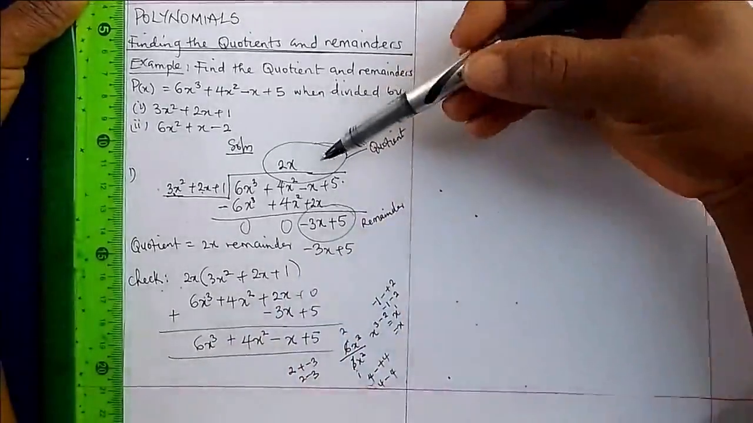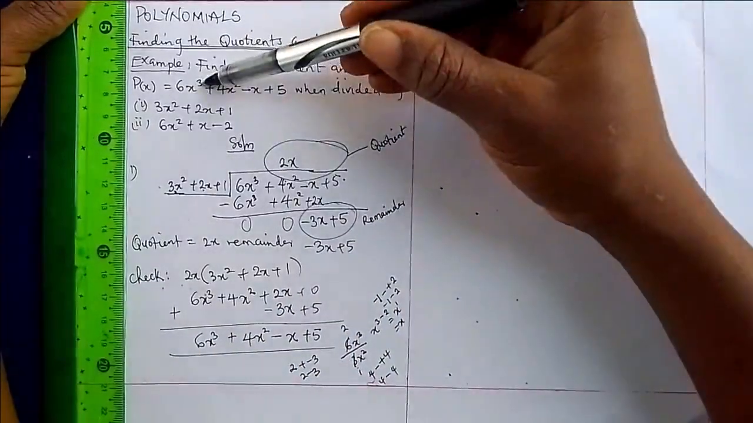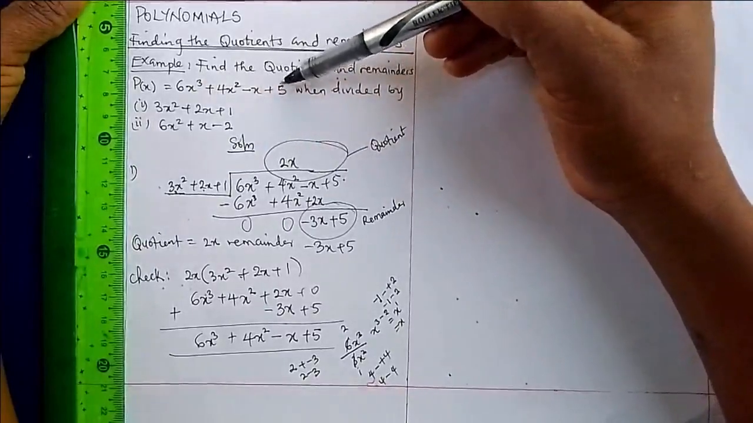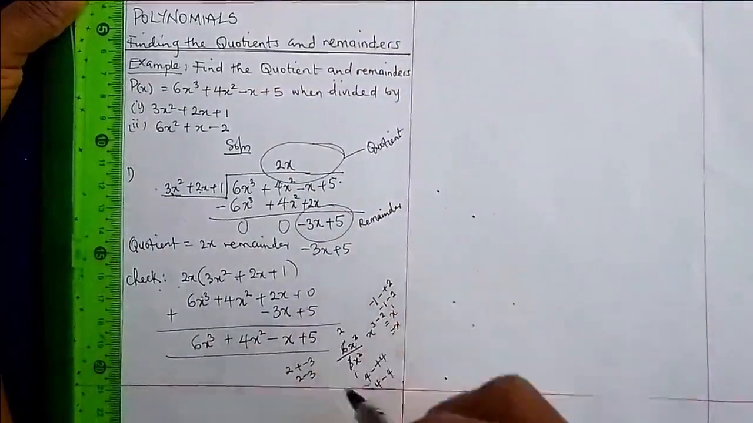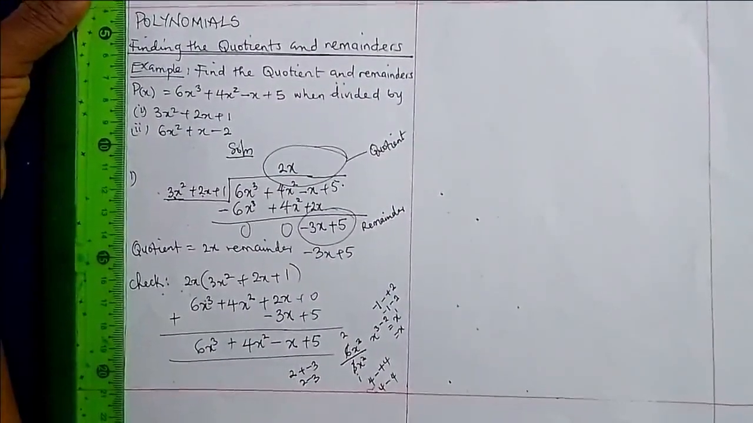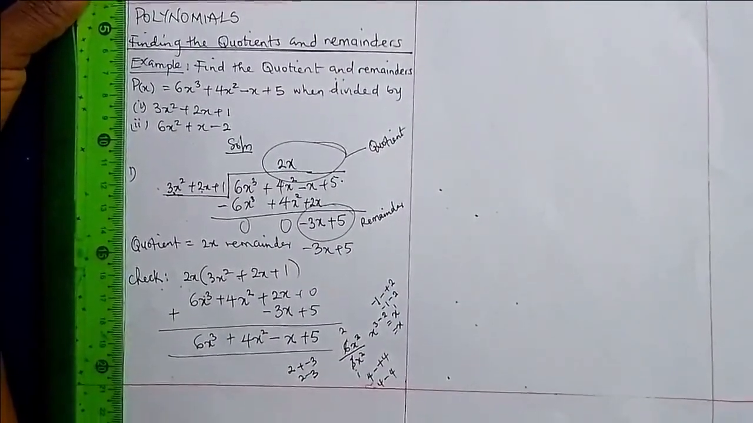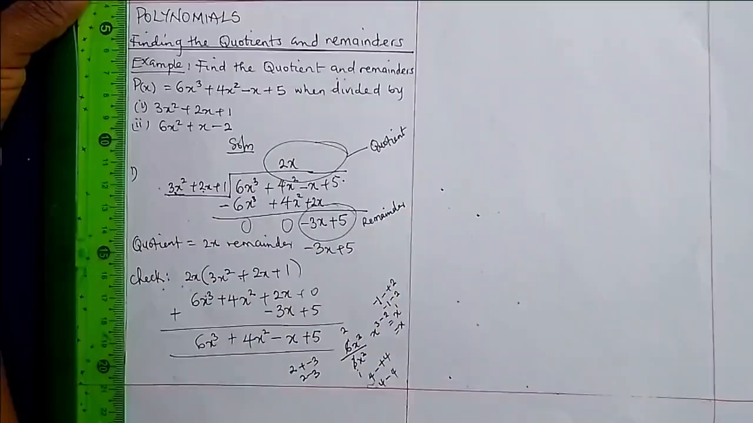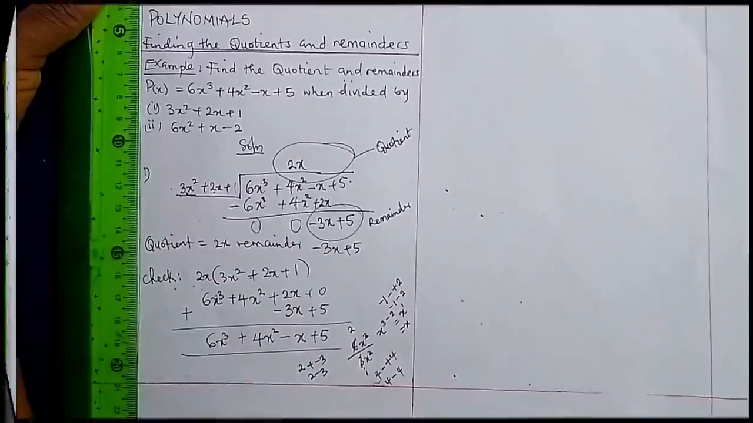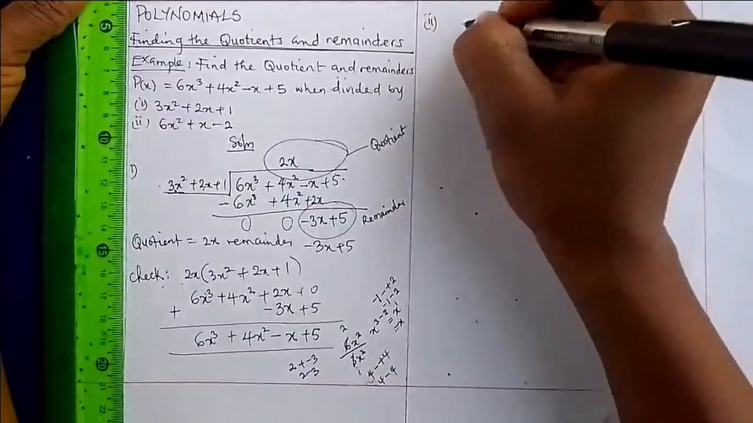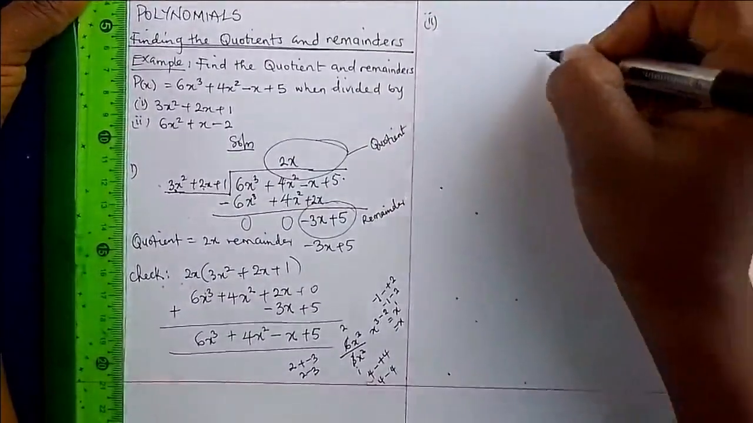So let's check the question given: 6x raised to the power of 3 plus 4x squared minus x plus 5. You can see that whenever we are asked to find the quotient and remainder, if you go back, it will still give you the same answer. The question asks us to get the quotient and remainder, so let's get the quotient and remainder for the next one, just the way we did the first.